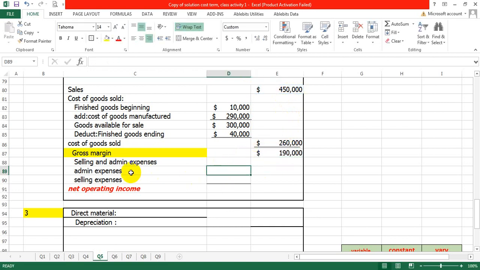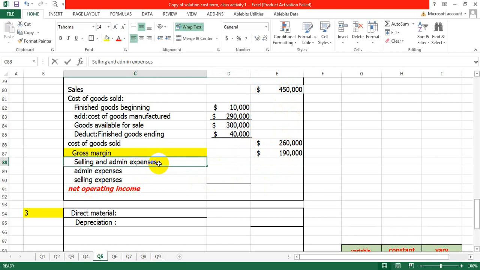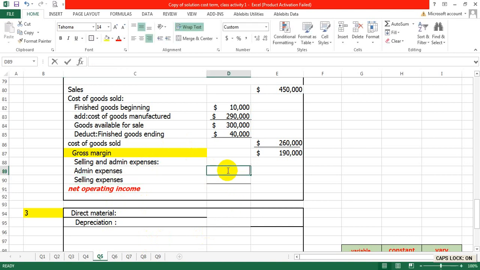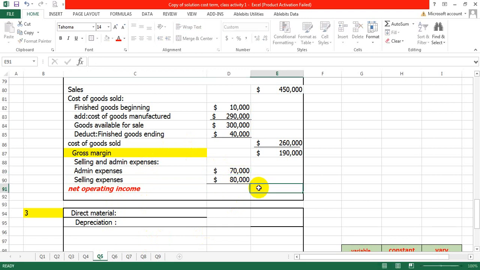Okay, after deducting these two expenses, selling and admin expense, because these are period expenses, and we deduct this period expense from our income statement. Remember this point, right, Peter? So we will deduct these two. Admin is 70,000 and selling is, I think, 80,000, right? After deducting the sum of these two values, your net operating income is 40,000.